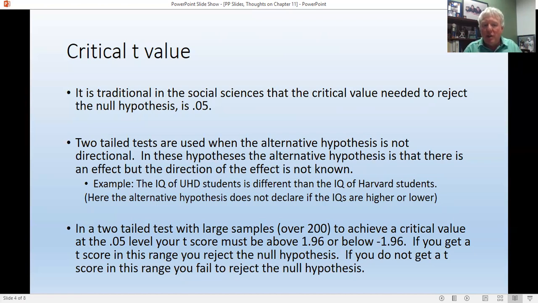So in two-tailed tests with large samples over 200, you have to get your t-score below negative 1.96 or above 1.96 in order to reject the null hypothesis. If you do not get that t-score in that range, then you fail to reject the null hypothesis. This is a pretty high standard for rejecting the null hypothesis.